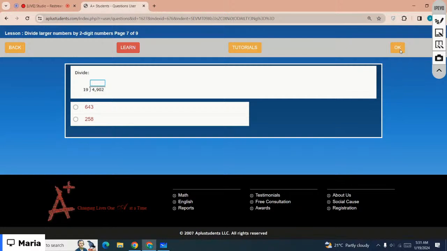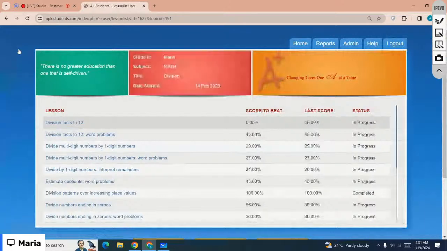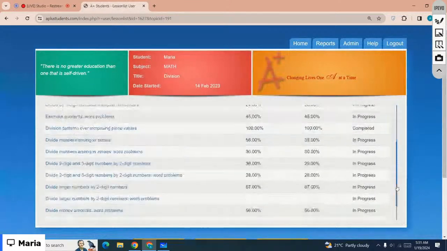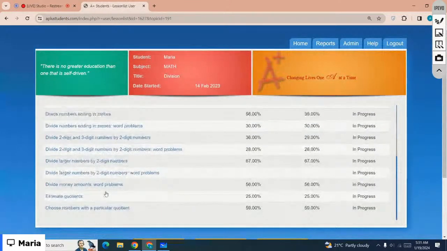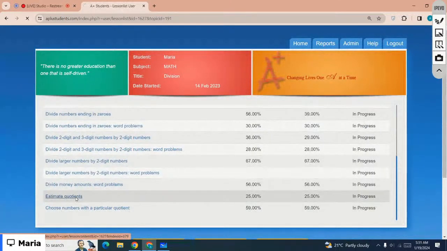So the correct option is 258. Got it? Yes, very good. It is 258. Okay, you can complete the lesson by yourself later today. Let me just move on to the next lesson. Okay, the next lesson is divide money amounts word problems. You can do it on your own. The next one is estimate the quotients.